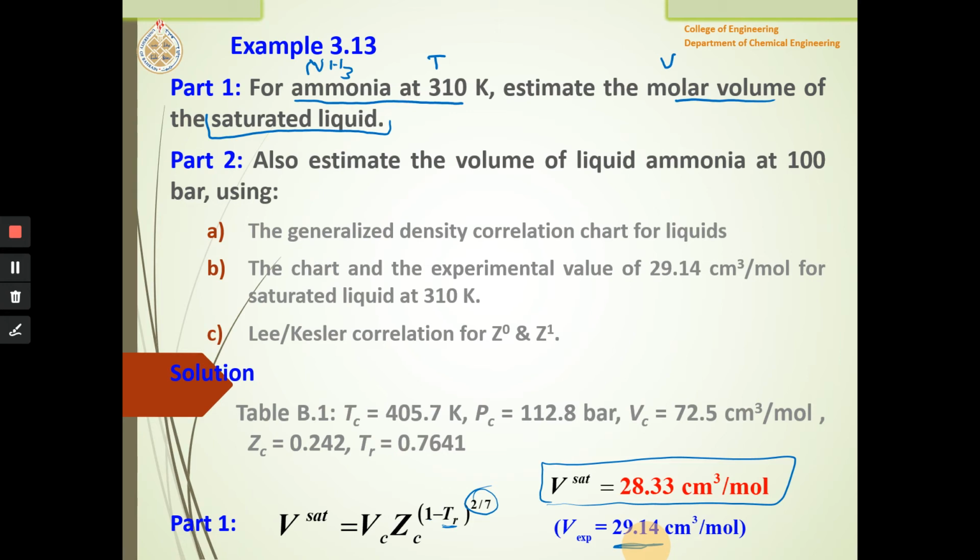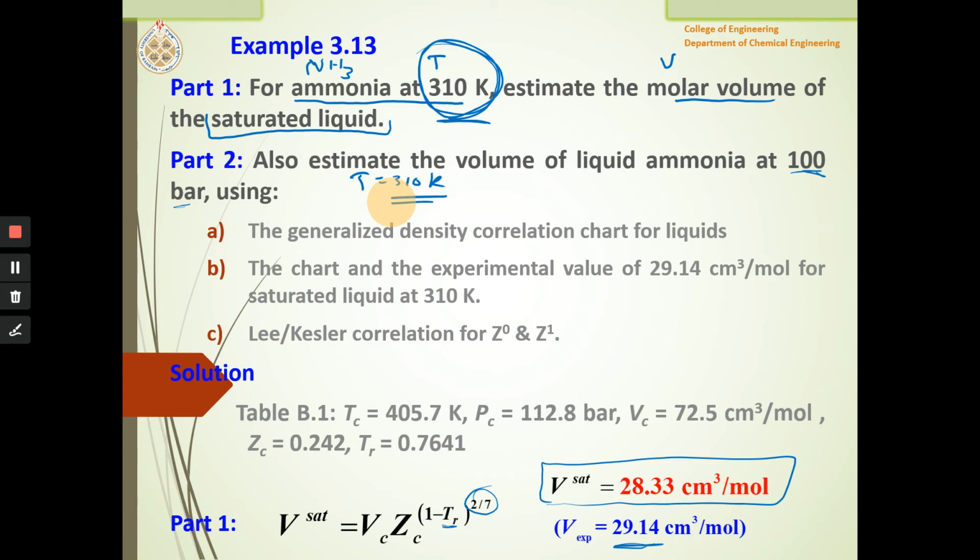In part 2, they still need me to calculate or to estimate the volume, but they give me the pressure. I will remind you again, if it is saturated condition, based on Gibbs phase rule, I only need to know one property, and that's why they give me the temperature, Tsat. At Tsat, we found the Vsat accordingly. But here in part 2, they changed the question by saying, no, it is not at saturated. Estimate the volume, but when the pressure is 100 bar. So at the same temperature, 310 Kelvin, but the pressure here is 10 bar. So it's no longer saturated.